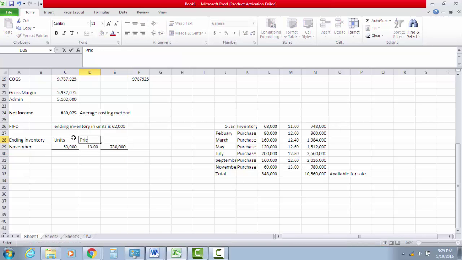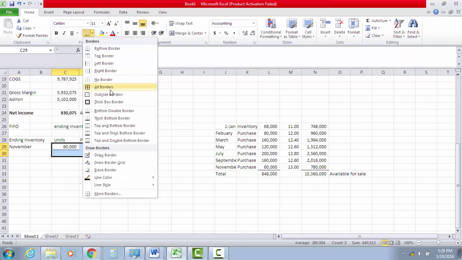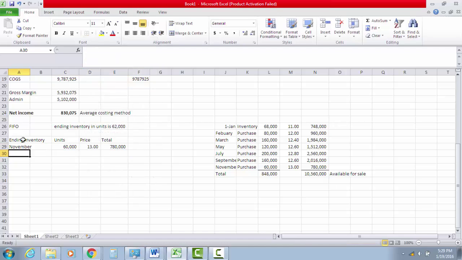So units, price, total. Of that, since I have 62,000, I then only need 2,000 more units. So I would go into my September units, and I would have 2,000 of those at $12.60. And that total would be $25,200. Now, how did I get this?